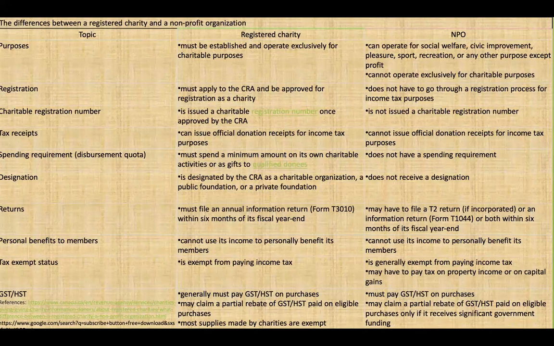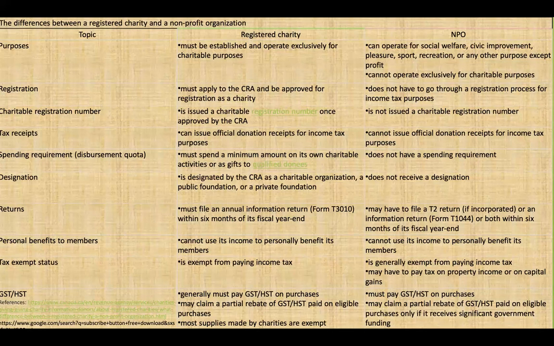Returns. A charity organization must file an annual information return, Form T3010, within 6 months of its fiscal year, while an NPO, non-profit organization, must file a T2 return or an information return, Form T1044, or both within 6 months of its fiscal year. Personal benefit to members. A charity organization cannot use its income to benefit its members. A non-profit organization cannot use its income to personally benefit its members.